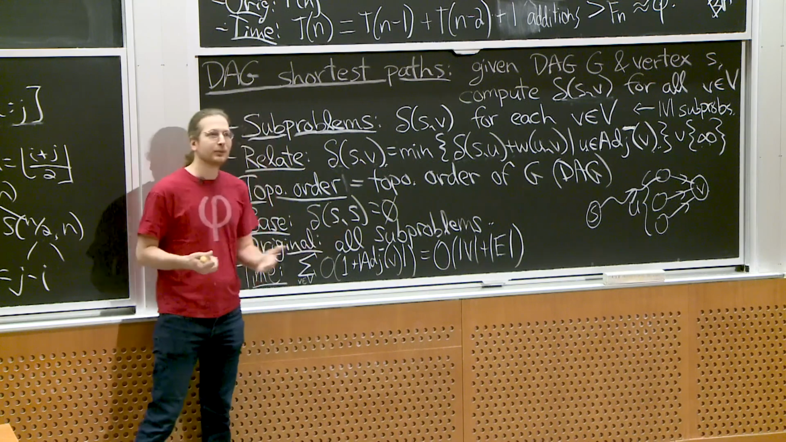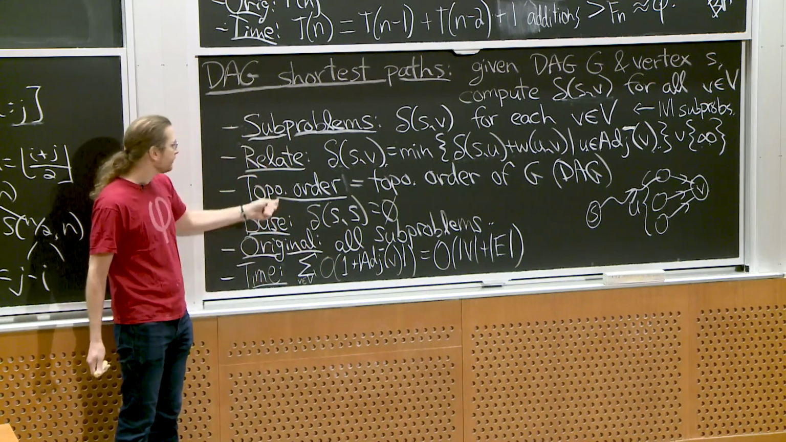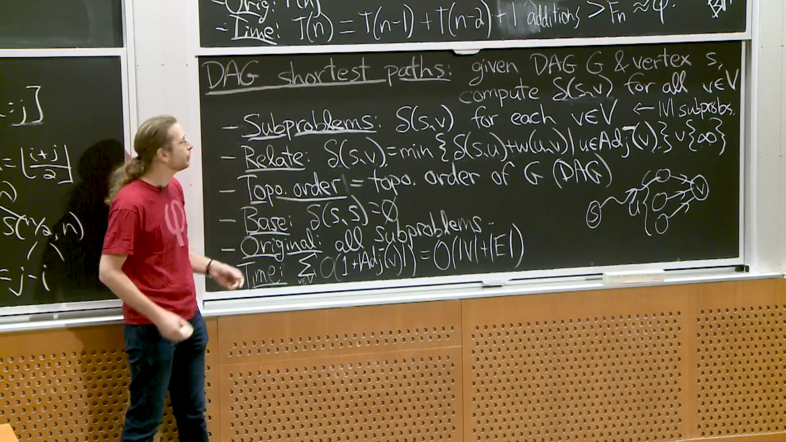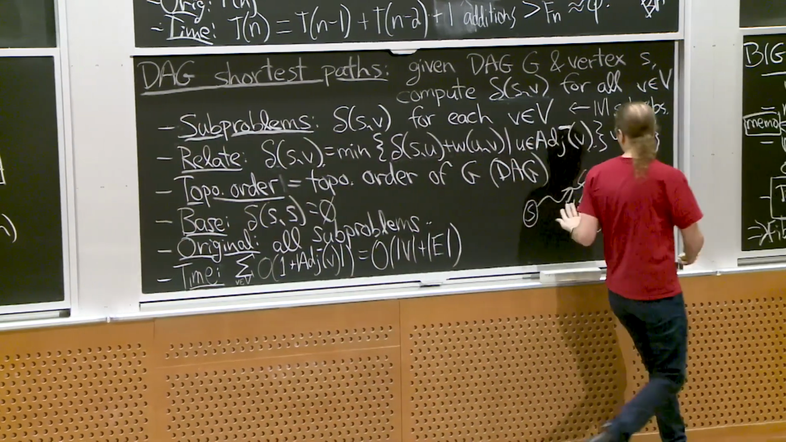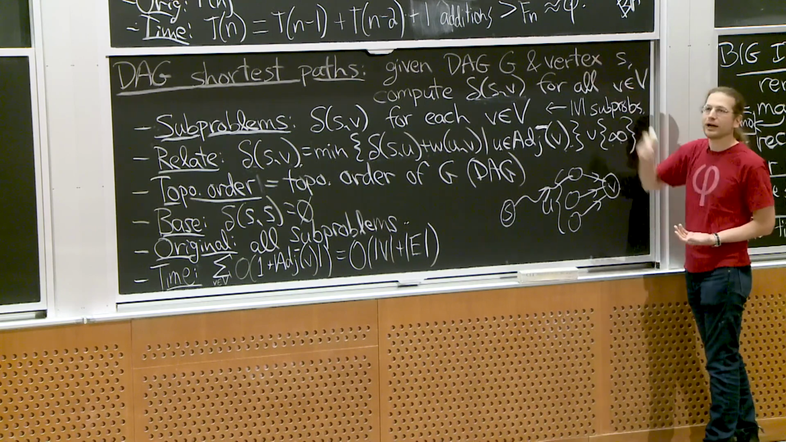Because our graph is acyclic, we know it has a topological order. We know how to compute it with DFS. And so that guarantees there's a topological order to compute these problems. And in fact, the relationship between problems is exactly the given graph G.